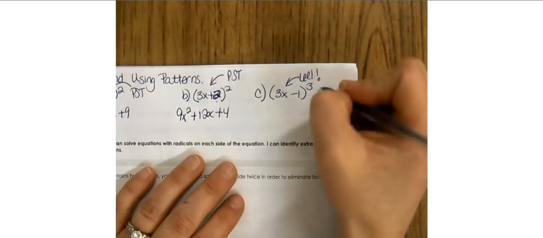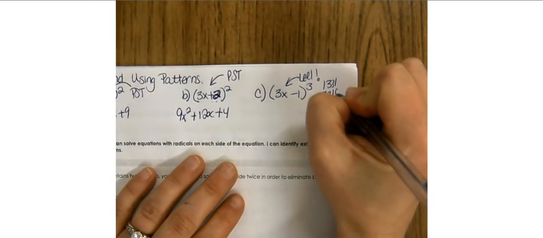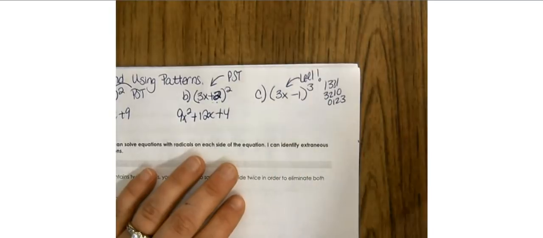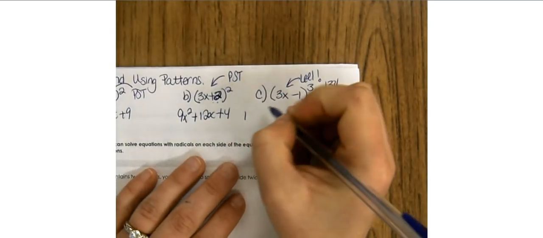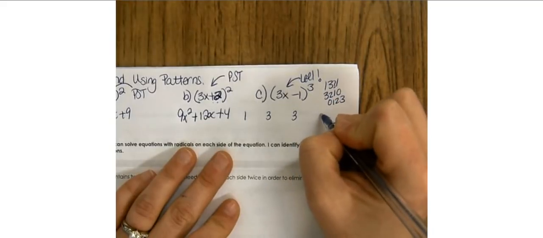For letter C, these are Liouville situations. Our answer is not going to be 27x cubed minus 1. That is not our answer. Instead, this is a Liouville. That's your 1, 3, 3, 1 pattern. Then you go 3, 2, 1, 0, 0, 1, 2, 3. So I'm going to write out 1, leave a little bit of space, 3, leave a little bit of space, 3, leave a little bit of space, and then a 1.